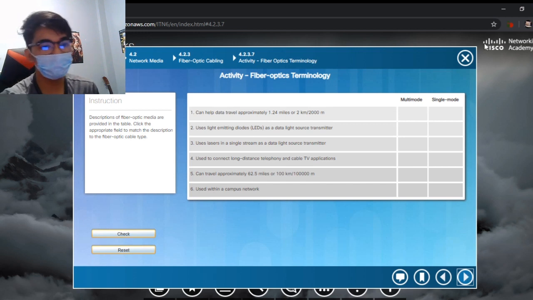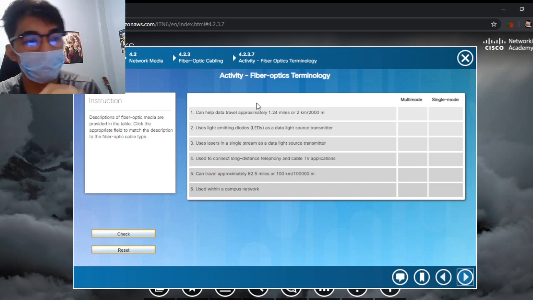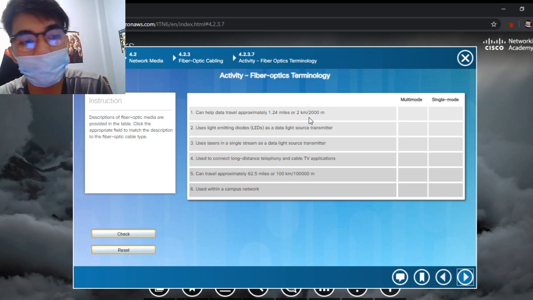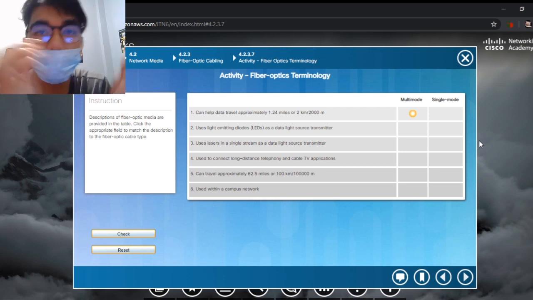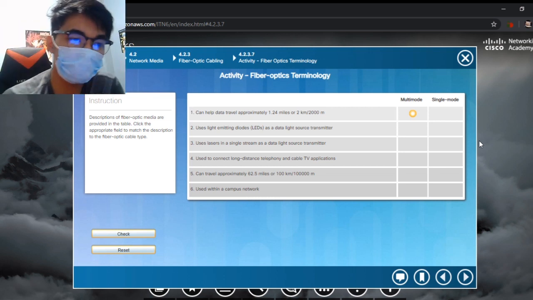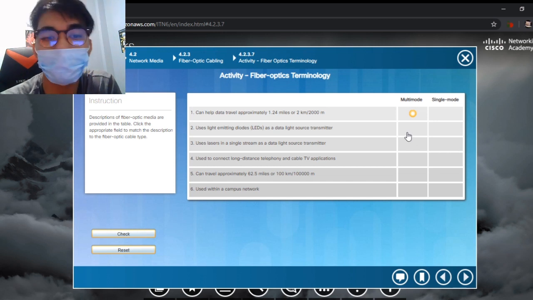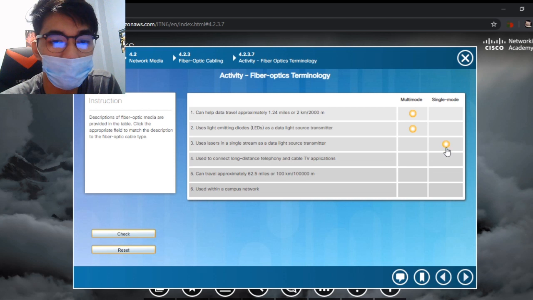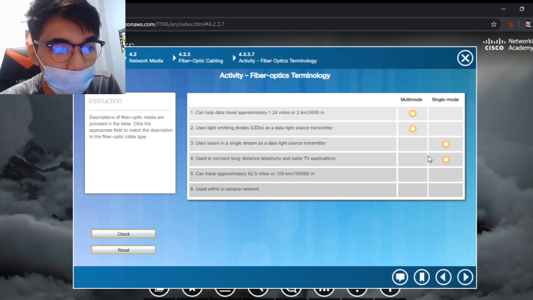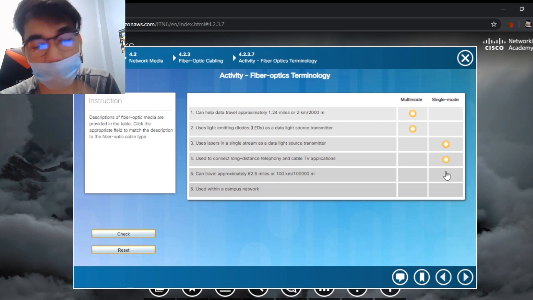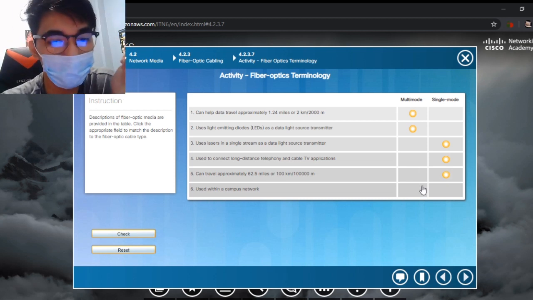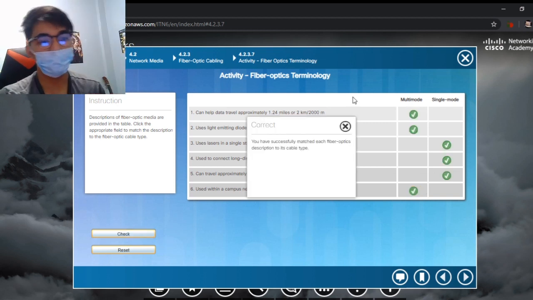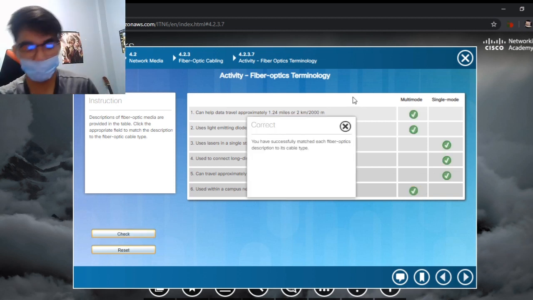So you can see this is the activity. Can help data travel approximately 2 kilometers, so it would be multi-mode. Single mode can travel hundreds of kilometers, not just a kilometer but hundreds of kilometers. Then uses light emitting diode, that would be LED, so it would be multi-mode. Then uses a single stream, that would be single mode. Then long distance telephony cable, that would be single mode. Then can travel approximately 100 kilometers, that would be single mode. Then used within a campus, that would be multi-mode. Then as you can see, it is all correct. Then I think let's proceed to another activity.